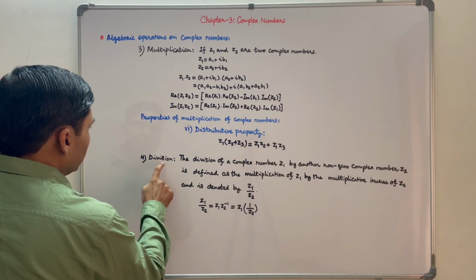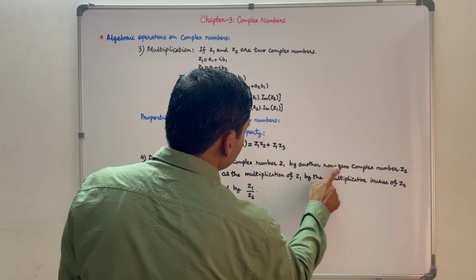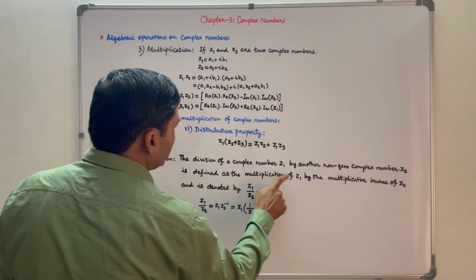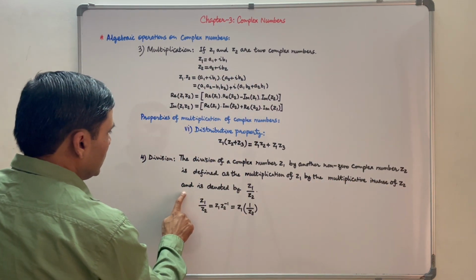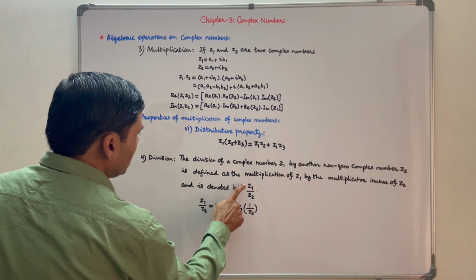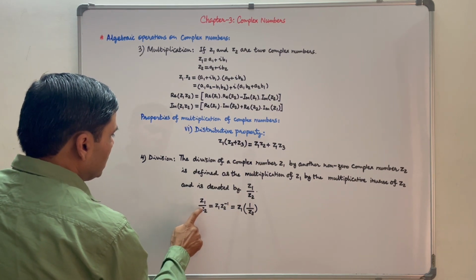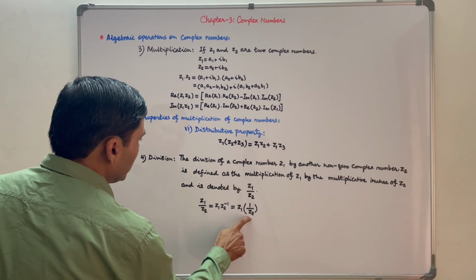Fourth operation, it is division. The division of a complex number z1 by another non-zero complex number z2 is defined as the multiplication of z1 by the multiplicative inverse of z2, and it is denoted by z1 by z2. So by definition, z1 by z2 is equal to z1 z2 inverse or z1 into 1 by z2.